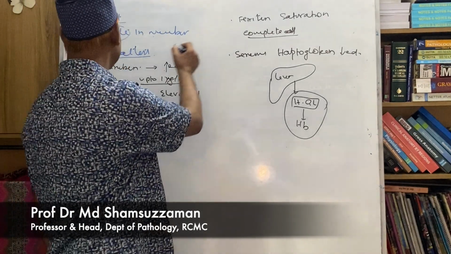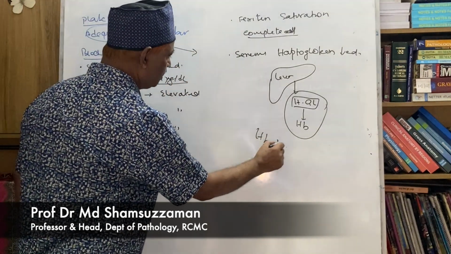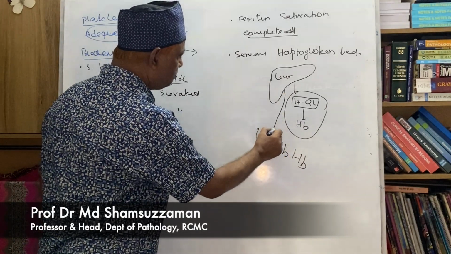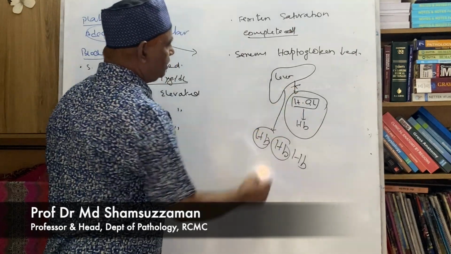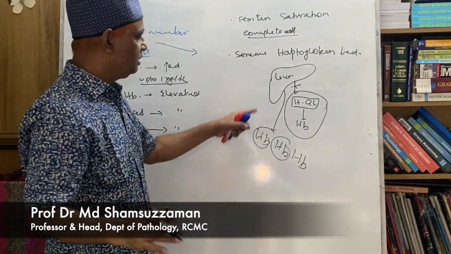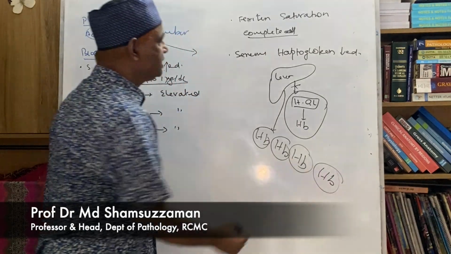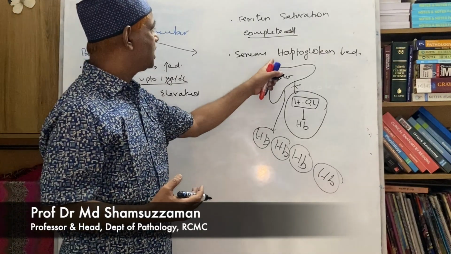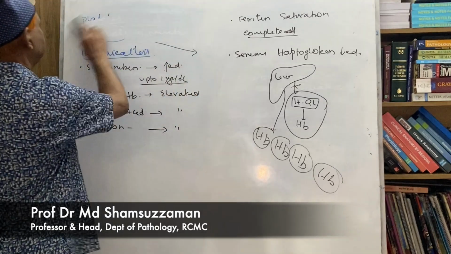But if there is hemolysis, there is more and more hemoglobin, and haptoglobin binds with the hemoglobin, and ultimately there will be no haptoglobin to bind the other hemoglobin. As there is no haptoglobin to bind the other hemoglobin, serum haptoglobin will be decreased.